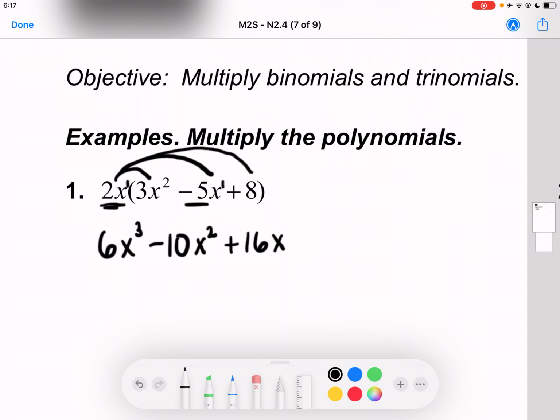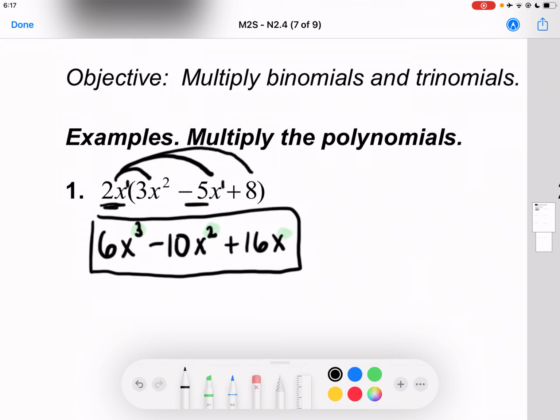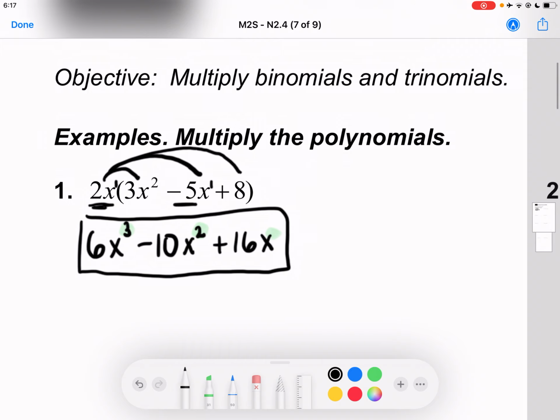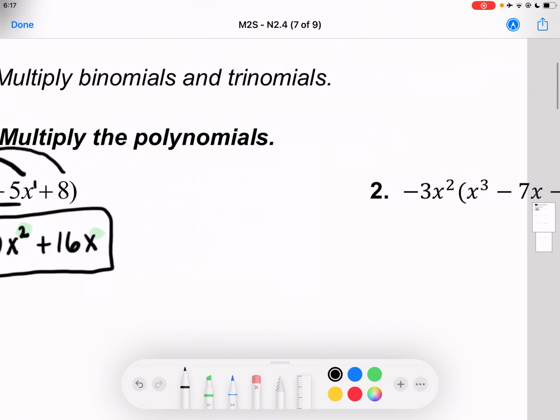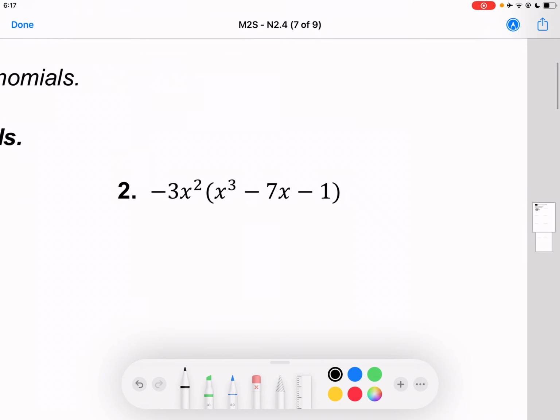Now, the last step you would always do is just see if you can add any like terms. But if you notice, all of the exponents are different, so you cannot combine any like terms, and you would be completely done with that problem. Let's go to another one. Same process.